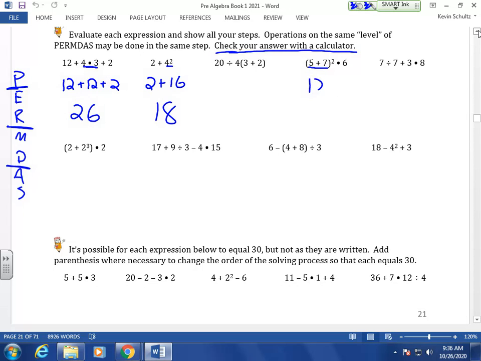Rewrite that as 12. And now that we've done the parentheses, they go away, right? We can take them out. Well, what would we do next here? We now have 12 squared times 6. What would come next? Connor? I mean, multiply.